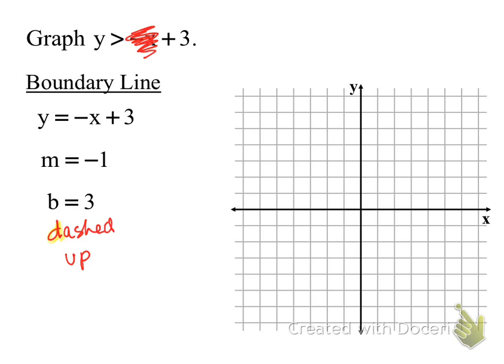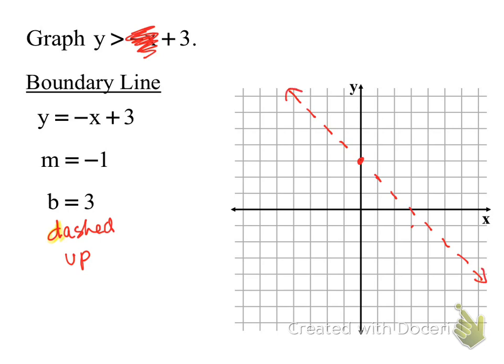Okay, so B is 3, 1, 2, 3. And then we said it's dashed, so I'm going to go down 1. Right one, down one, right one, down one, right one, down one, right one. Or I can go here, here.